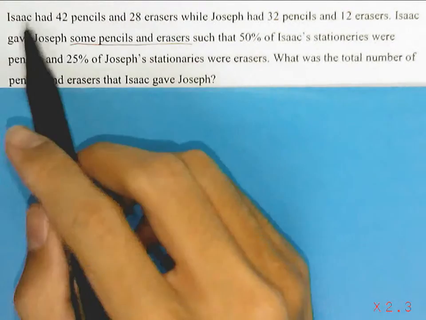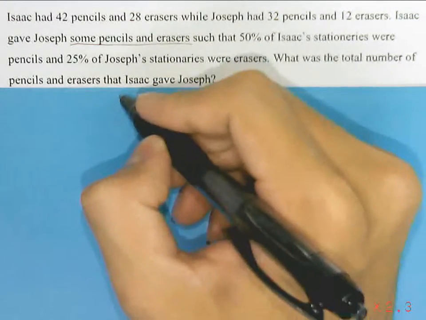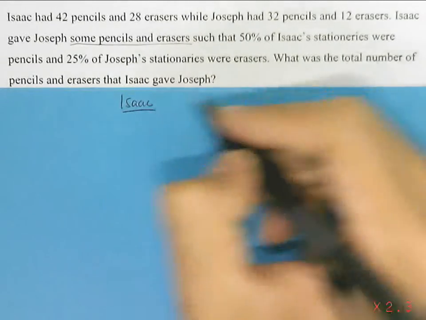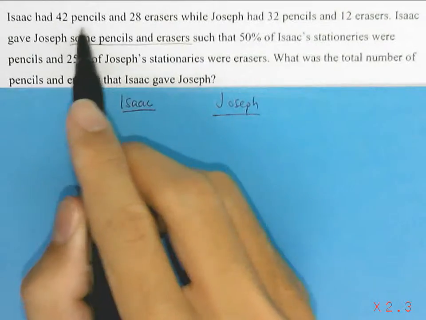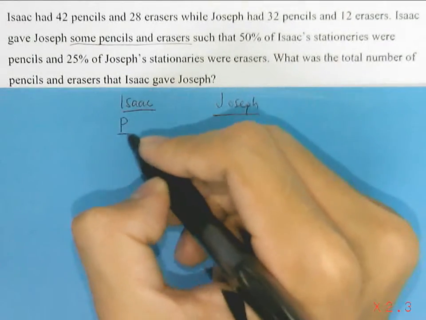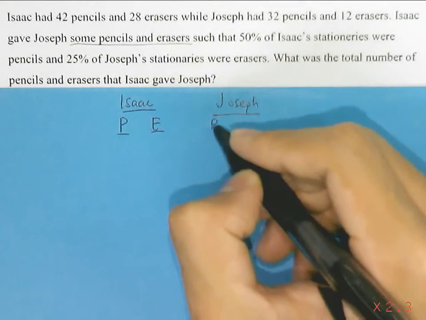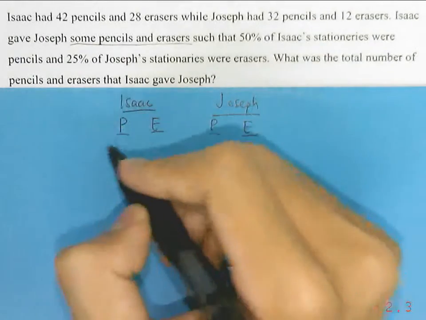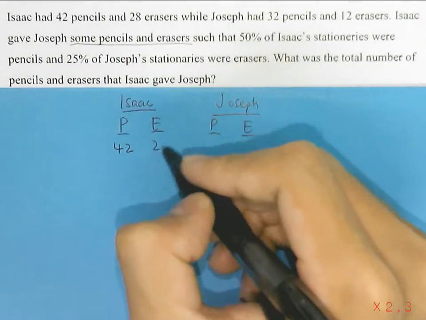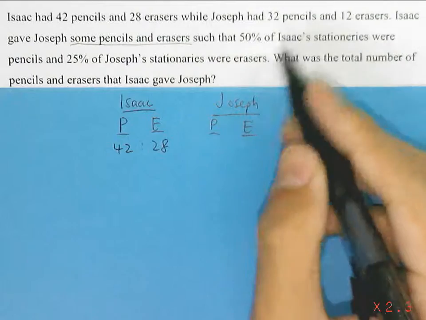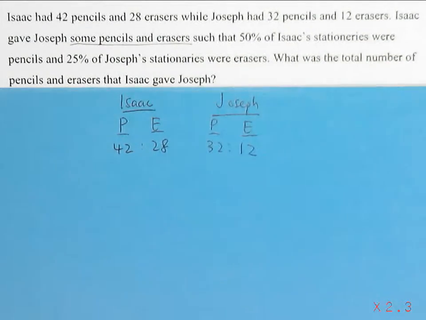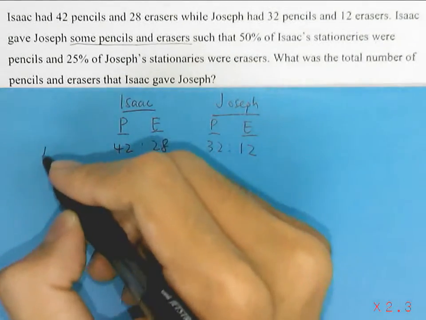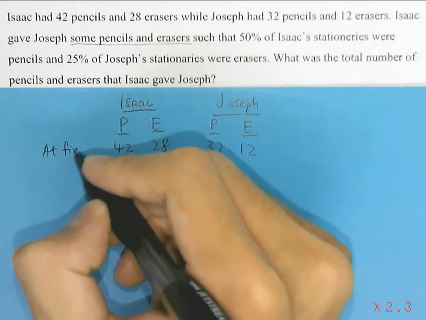So we have Isaac and we have Joseph. Let me write down the names first. Isaac and Joseph. Isaac has 42 pencils and 28 erasers, so P for pencils and E for erasers. 42 pencils for Isaac and 28 erasers. While for Joseph, he has 32 pencils and 12 erasers. Alright, this is the number of stationaries they have at first.